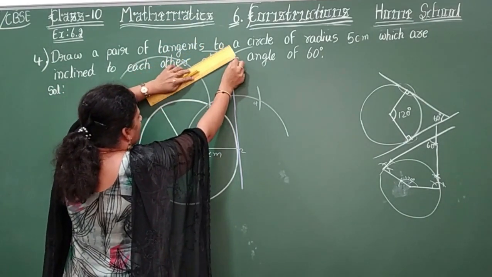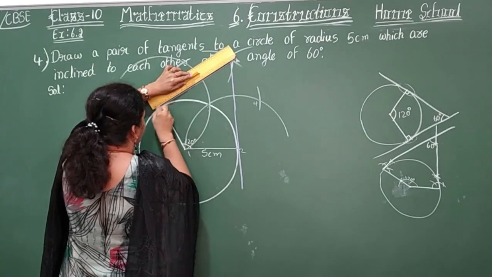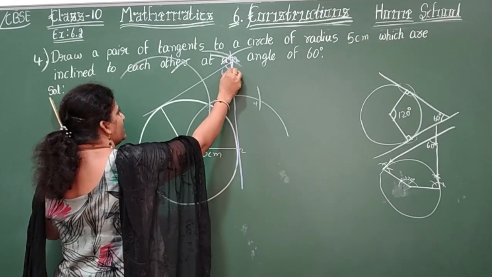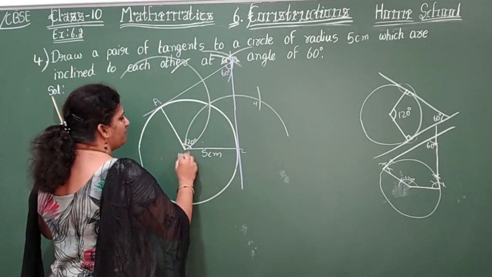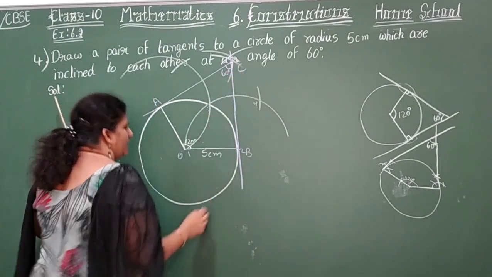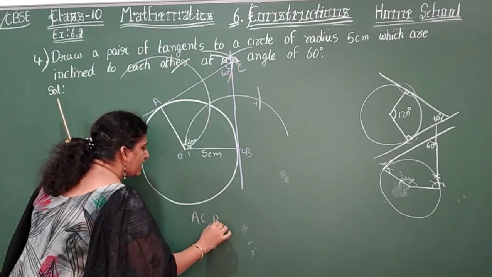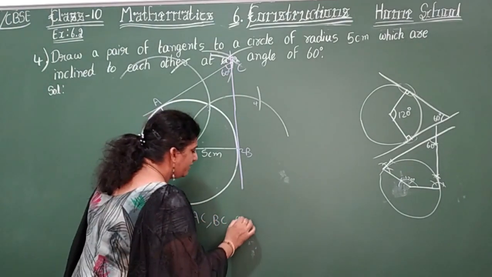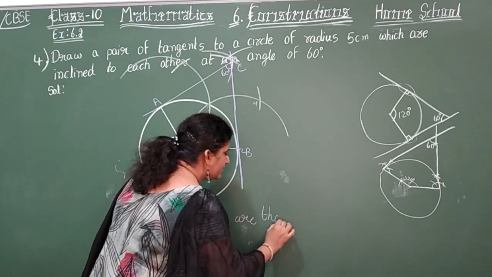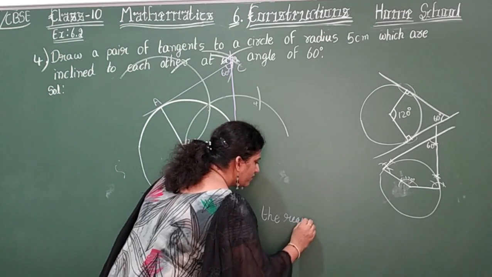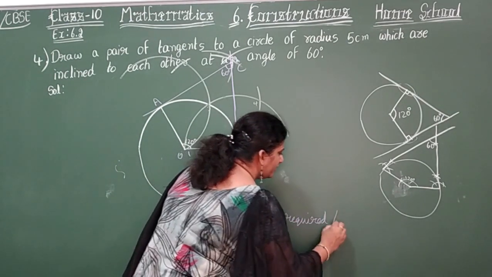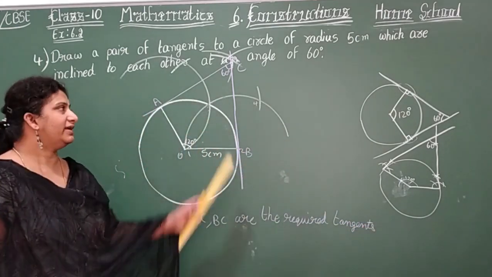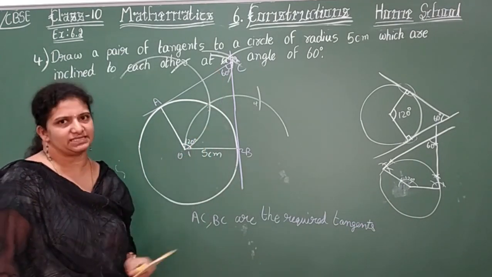Look here. From here to, yes, this is your point and this angle makes 60 degrees. Let me mark A, B, C. I will write here AC and BC are the required tangents. AC, BC are the required tangents and their angle of inclination is 60 degrees.